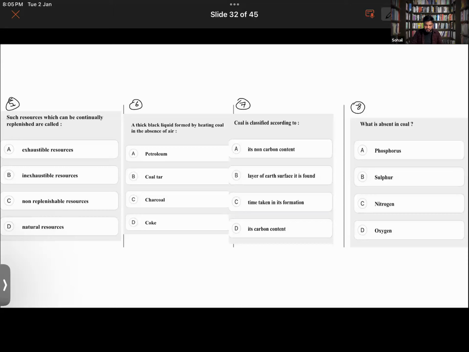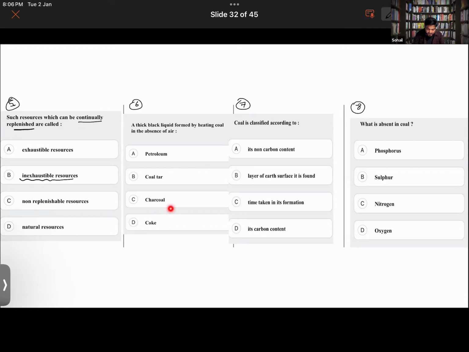Moaz, C. Okay. Such resources which can be continually replenished. You keep on using it, you can recharge its resources. एक तरफ से हम यूज कर रहे हैं, एक तरफ से वो रिचार्ज हो रहा है. Basically, replenish means that whatever is lost, it's being recovered. So that is basically inexhaustible. कभी exhaust नहीं होता. Like the sunlight, like the air, water, right?